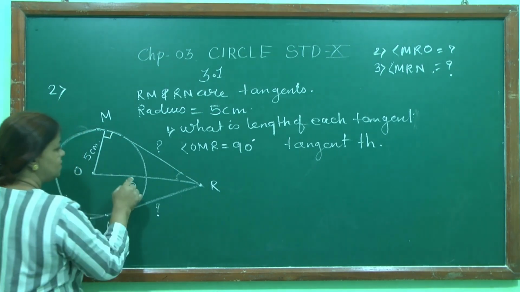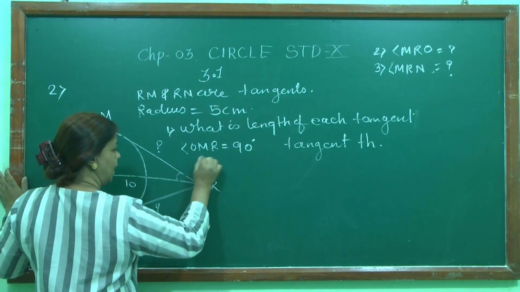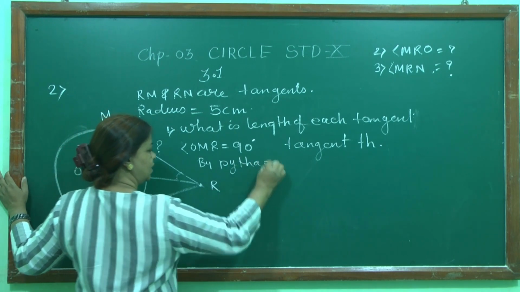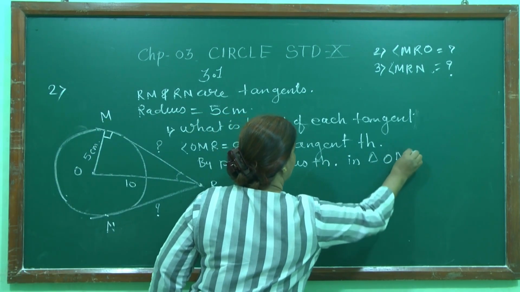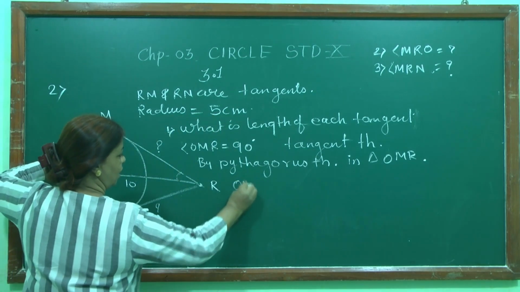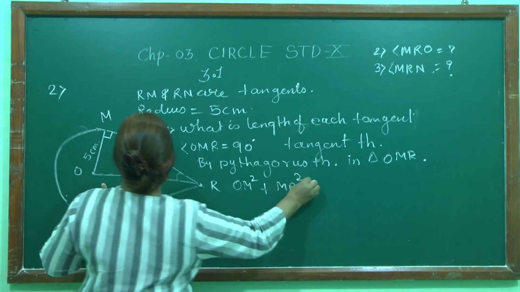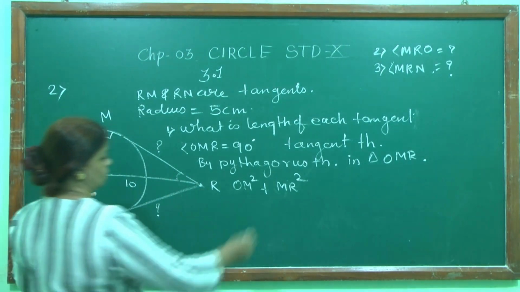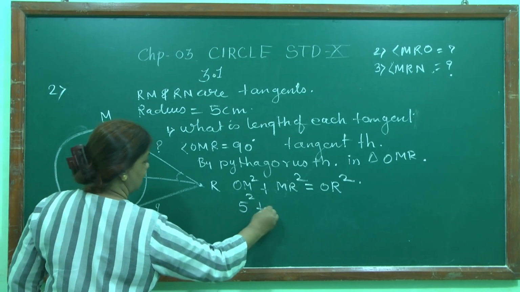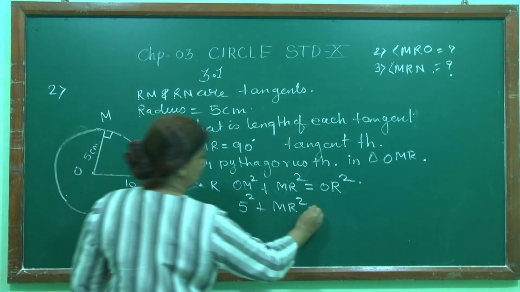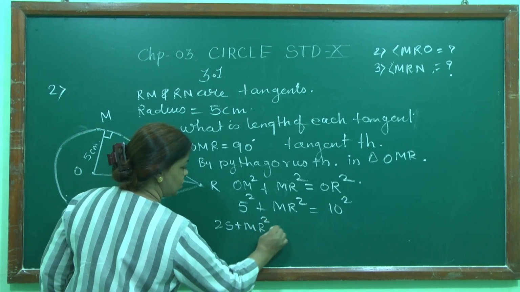So what is this triangle? This triangle is a right angle triangle, so I can use Pythagoras theorem in triangle OMR. OM square plus MR square, this is the hypotenuse, is equal to OR square. OM is 5 square plus MR, which we need to find, is equal to OR, which is 10 square. So we get 25 plus MR square, which is equal to 100.